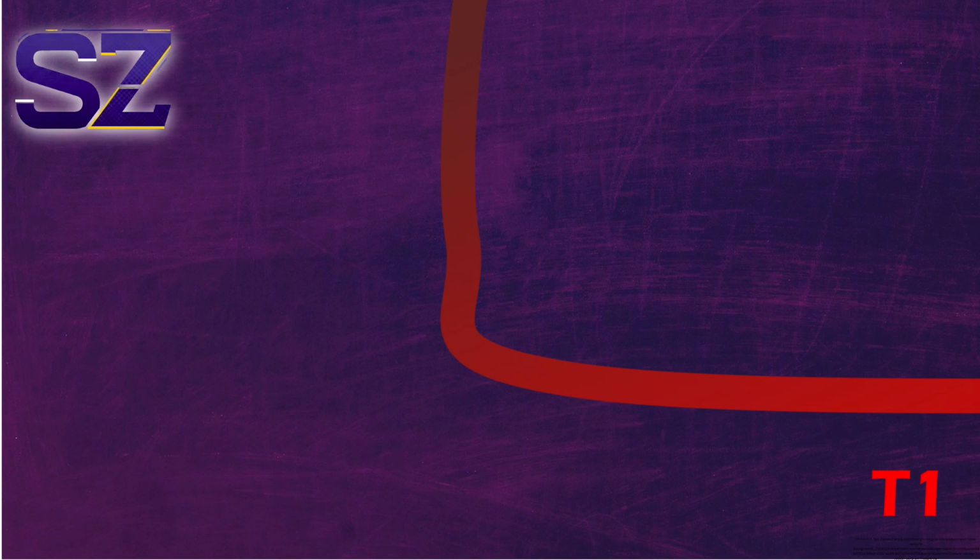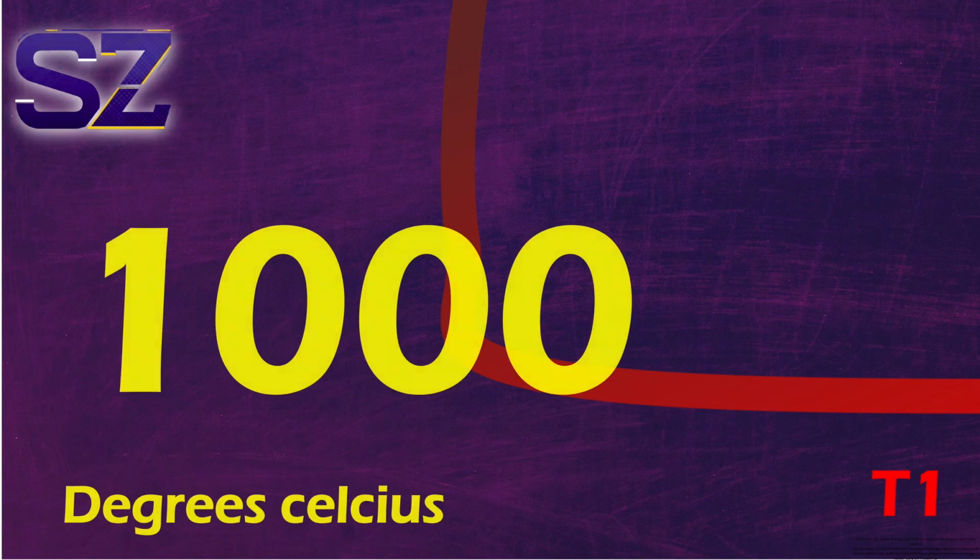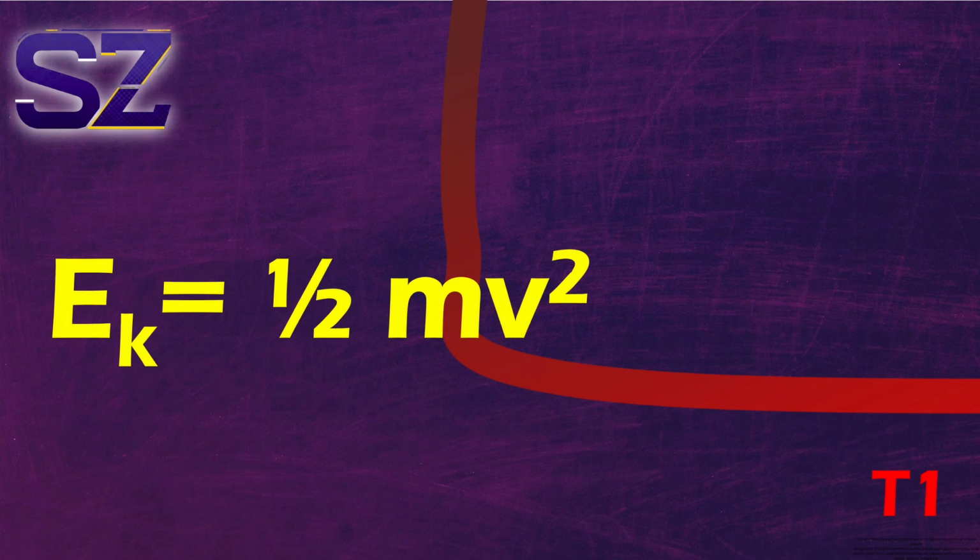Into turn 1, cars experience a massive energy dump. Peak braking is at around 5 G, and carbon-to-carbon brake disc temperatures rise to about 1000 degrees Celsius. Per braking event, kinetic energy is shed, which is governed by the KE equation. EK equals a half m v squared.